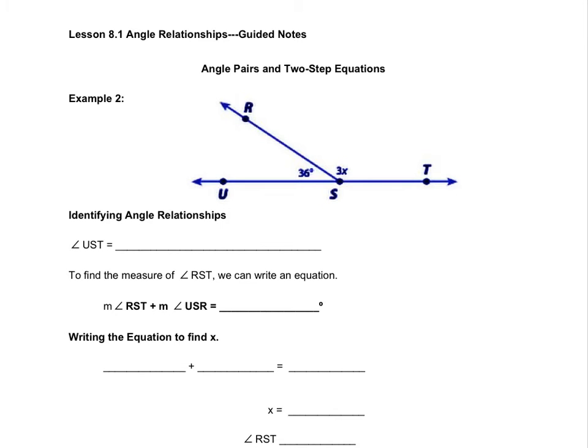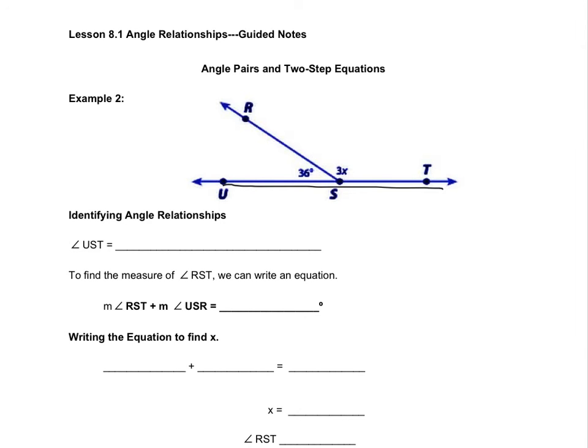And our second example in this video is how do we use these angle pairs to write a two-step equation. So we just finished writing a one-step equation. Now we're going to write a two-step equation, which can be used to help us find the measure of particular angles. So we have the angle UST, which here is this straight line.